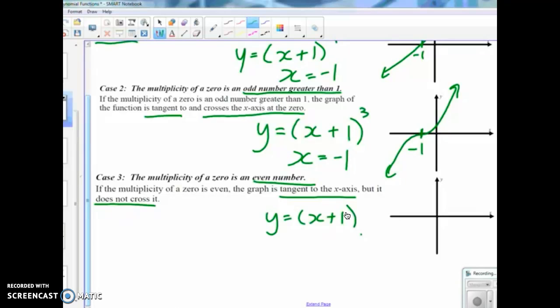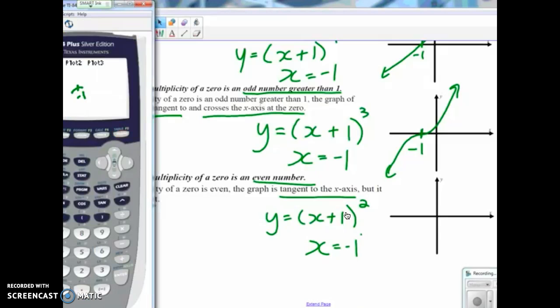This time the multiplicity has to be an even number. So let's pick 2, which is an even number. We still have the same 0, x is equal to -1. Obviously, the behavior of the graph at that point is going to be a little different than my last two examples. So go into your calculator, clear whatever you had in there.